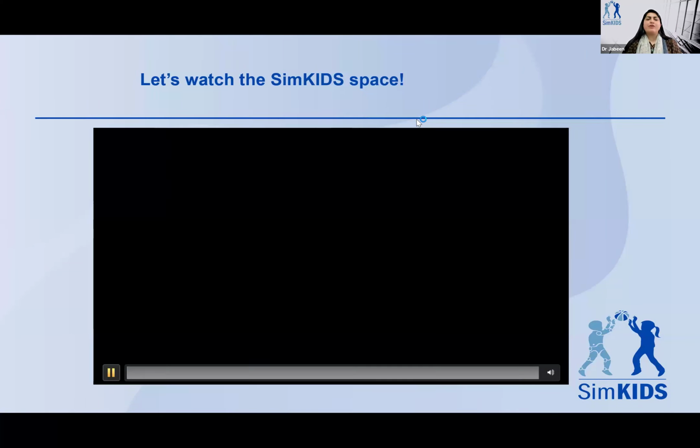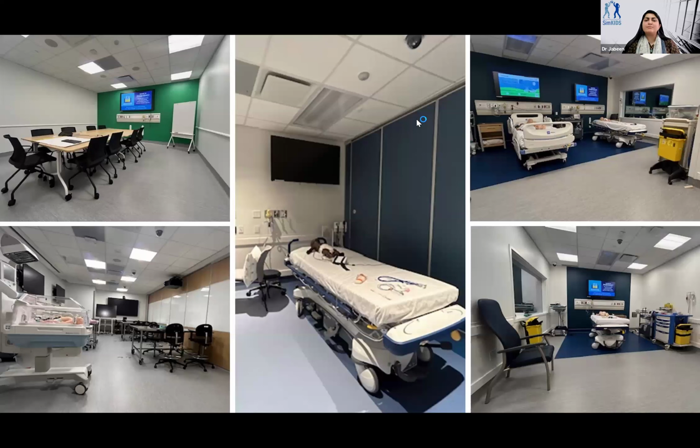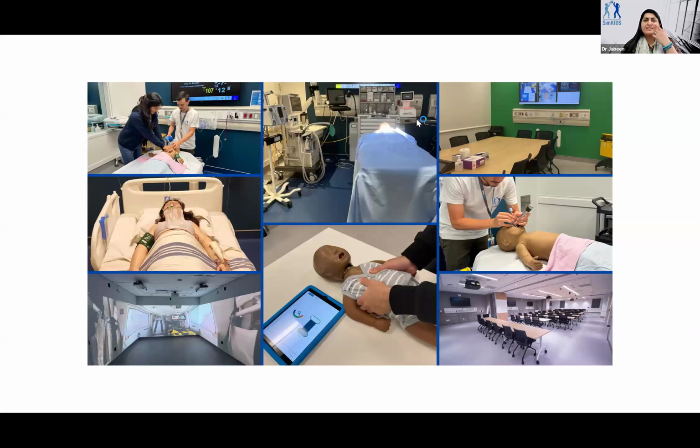So this is a little bit about our sim center. These are some of the sim spaces which you already saw. Because we are a hospital-based sim center, we try to have all the equipment that mimics the exact equipment in the hospital. So when they learn with us, they are performing things on the same equipment, because there's no point in teaching them on different equipment and then expecting them to practice when they go to their workplaces and have different equipment. So these are some of the mannequins.